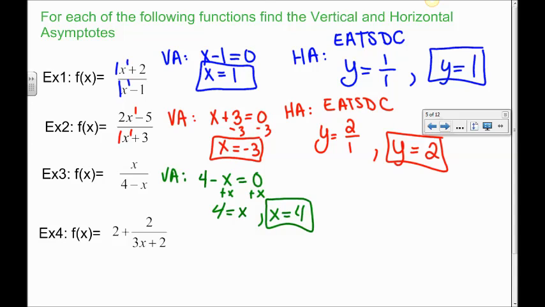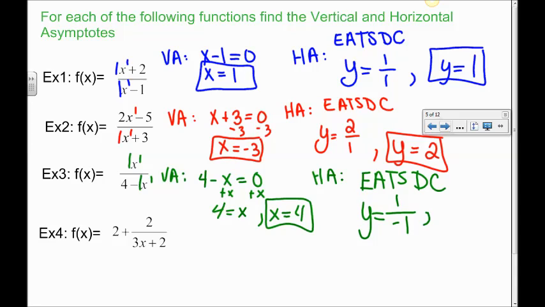Okay, and then our horizontal asymptote. Don't be fooled here because the x isn't our first term, but that's okay. So we've still got x to a power of 1 in the numerator, and look, it's still to a power of 1 in the denominator. Our coefficients are 1 and negative 1. So exponents are the same. Divide our coefficients. We get y is equal to 1 divided by negative 1, or in other words, y equals negative 1.